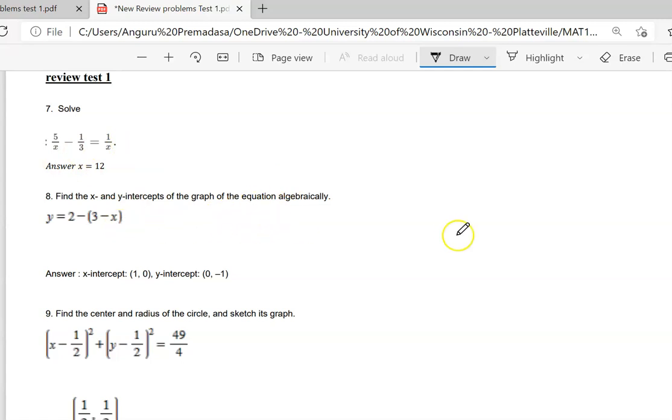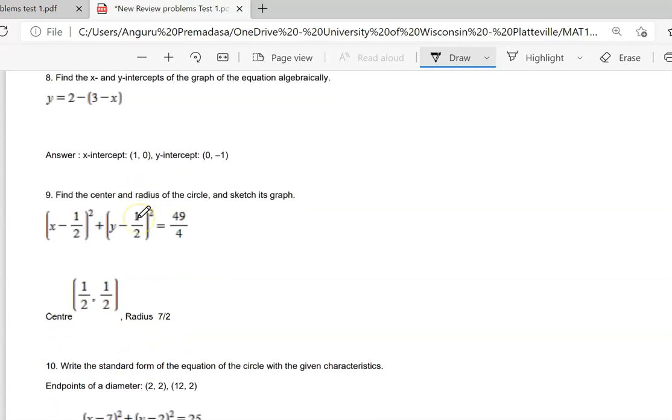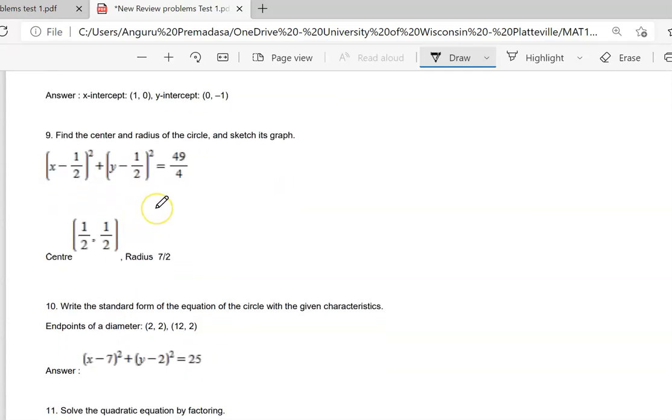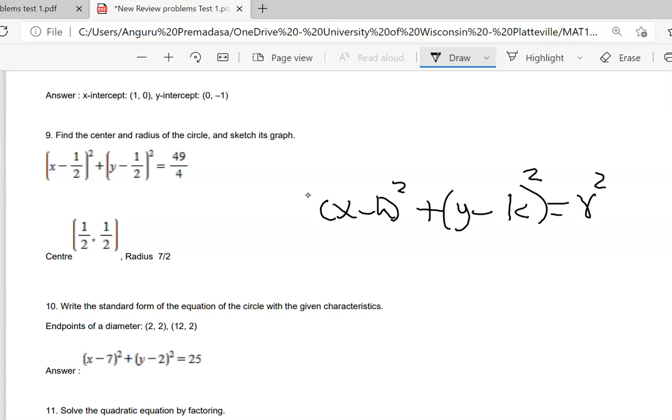You want to find the x-intercept. If you want to find the x-intercept, you set y to 0 and solve for x. If you want to find the y-intercept, you set x to 0 and solve for y. Now in this problem, you are given the equation of the circle, and you want to find the center and the radius. This is an equation that you need to memorize, and no notes are allowed, no calculators are allowed for the exam. So please do these problems without calculators, just to get the training.